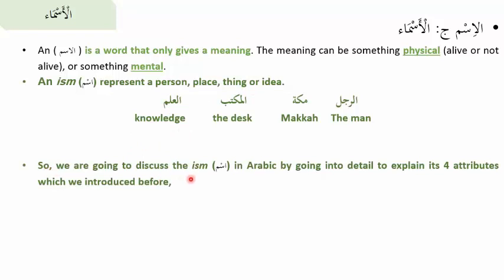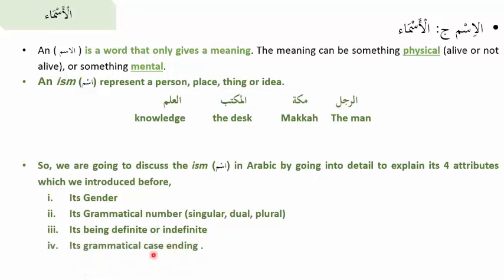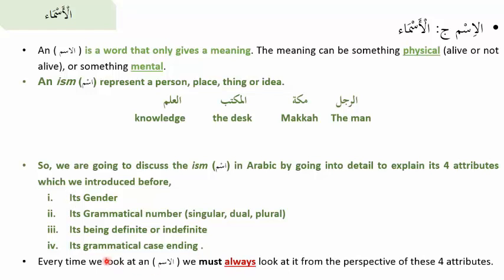So we are going to discuss the ism in Arabic by going into detail to explain its 4 attributes which we introduced before. First, its gender. Second, its grammatical number, singular, dual, and plural. Third, its being definite or indefinite. Fourth, its grammatical case endings. Every time we look at an ism, we must always look at it from the perspective of these 4 attributes.